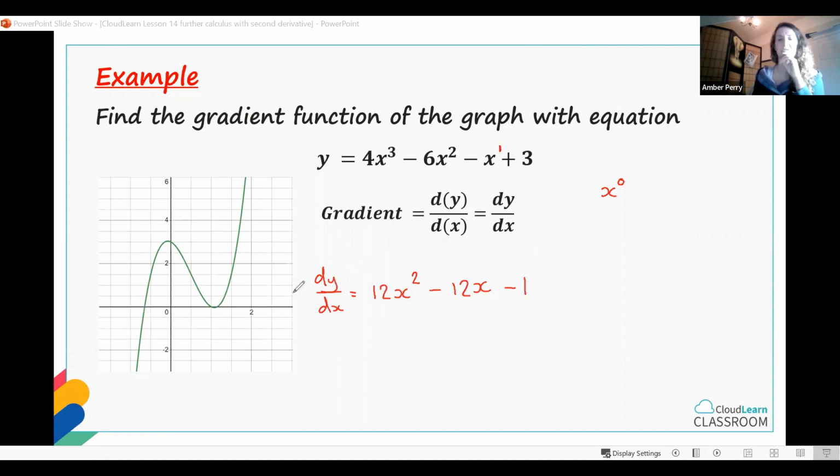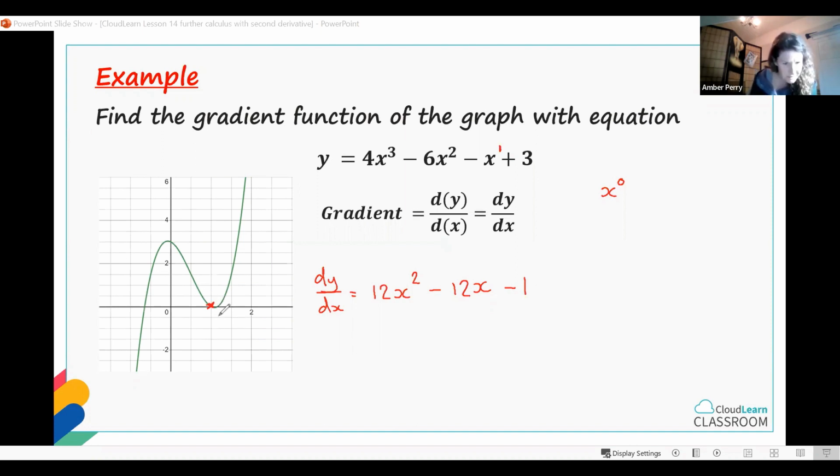So that is the derivative or the gradient function of this graph here. And using that, I could now find the gradient anywhere on this graph, okay? So I could choose a point on this graph. I'm going to choose a really simple one. I'm going to choose 1, okay, because it's easy to substitute in. And I could see what the gradient is. Now, looking at the graph, I can see that it should be negative, okay?